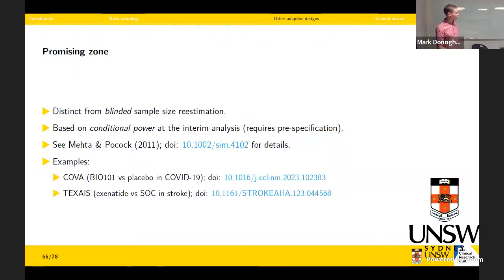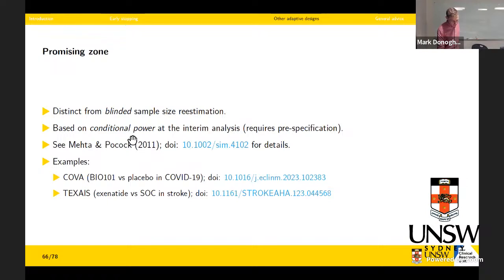So blinded sample size re-estimation is where you've made some assumptions in your sample size calculation about event rates or standard deviations of your outcome variable. And at halfway, you might go, oh, it looks like we underestimated the variance, so we need to bump up our sample size. You can do that in a blinded fashion, and that's perfectly fine from a stats point of view. This is based on unblinded data because you need to compare the groups.